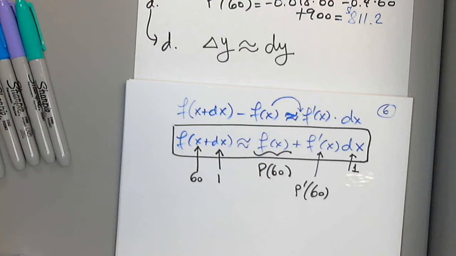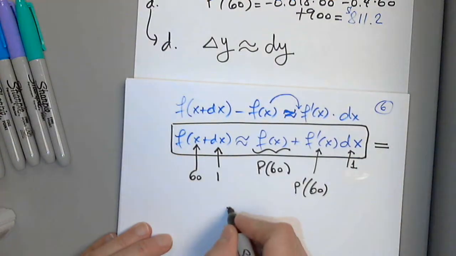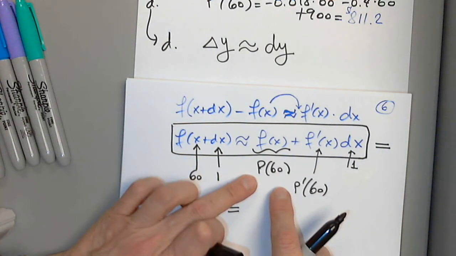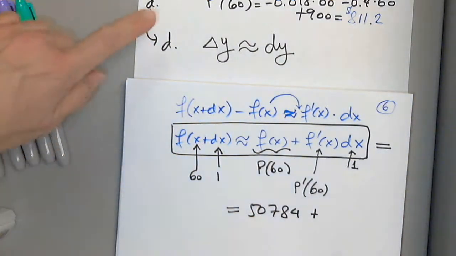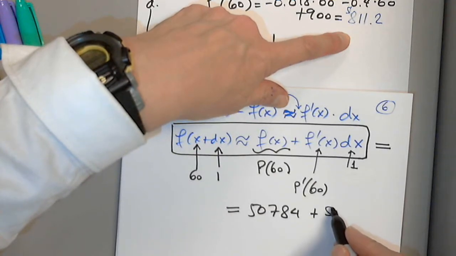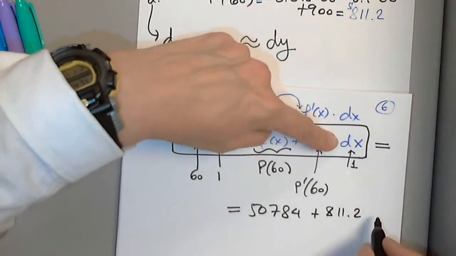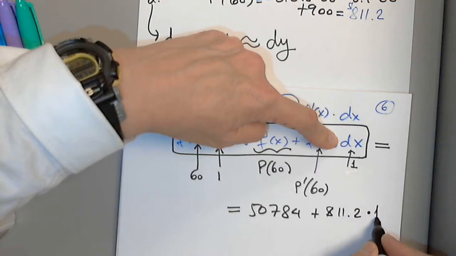Exactly. So now we can answer the question. Use marginal profit to estimate the weekly profit if sales increase to 61 cars. This is the marginal profit. This will be what I'm looking for. So now here I can write the equal symbol. I have P of 60, we calculated a long time ago, 50,784 plus. I have P prime of 60, we calculated 811.2. And I do have the minor change, which is 1.